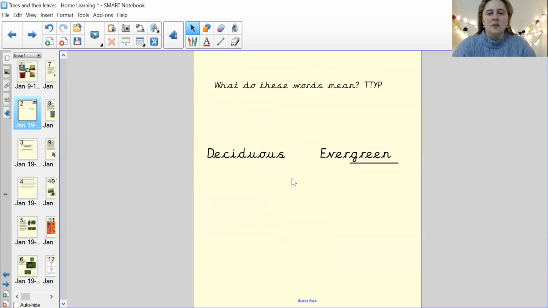Okay, so here we have two words that we learned last week. My turn, your turn, okay? Deciduous, evergreen. Fantastic. Now let's start with evergreen. What does evergreen mean? Now this is the easier one to remember, isn't it? Because it's in the name, evergreen. Can you tell your partner or tell me, what does evergreen mean?